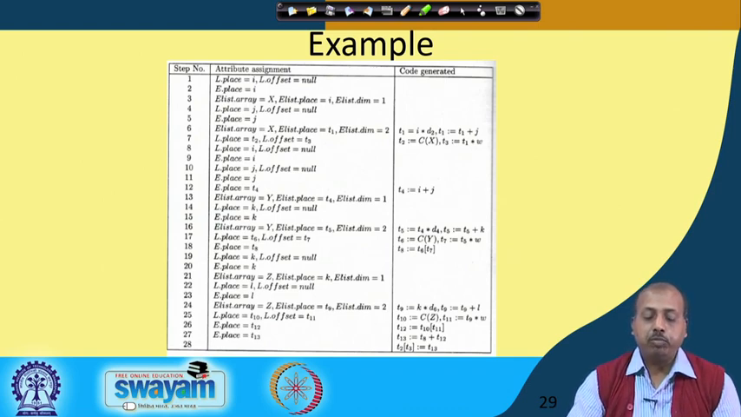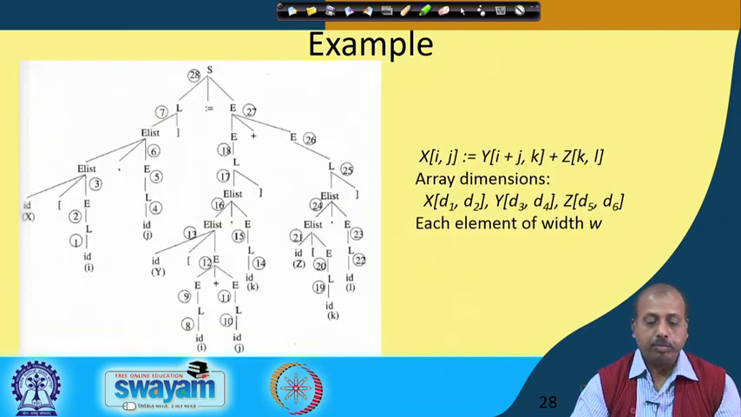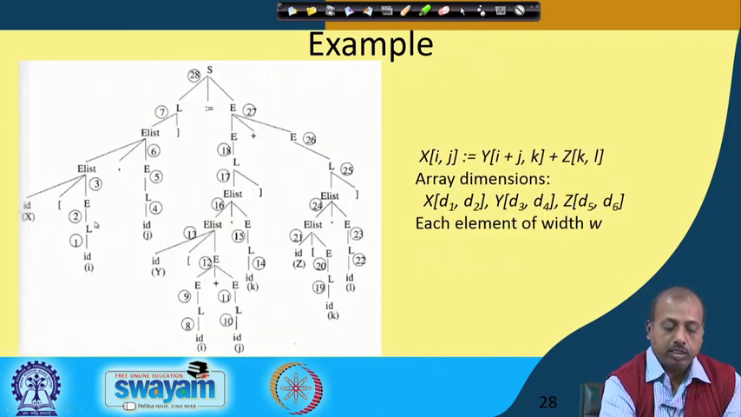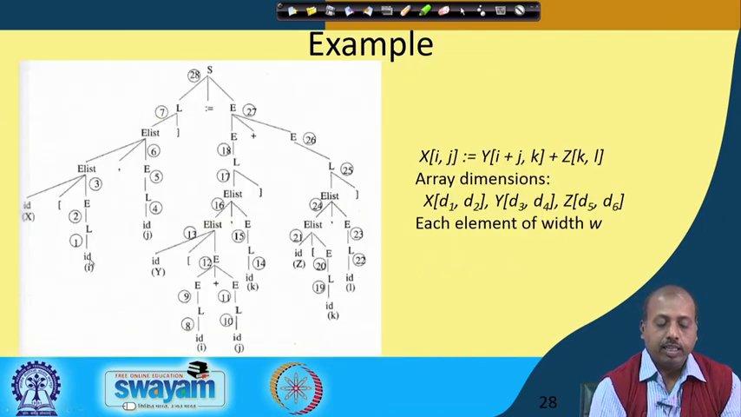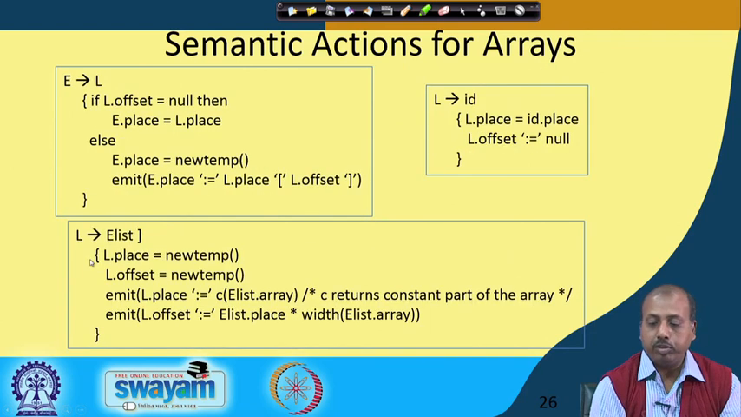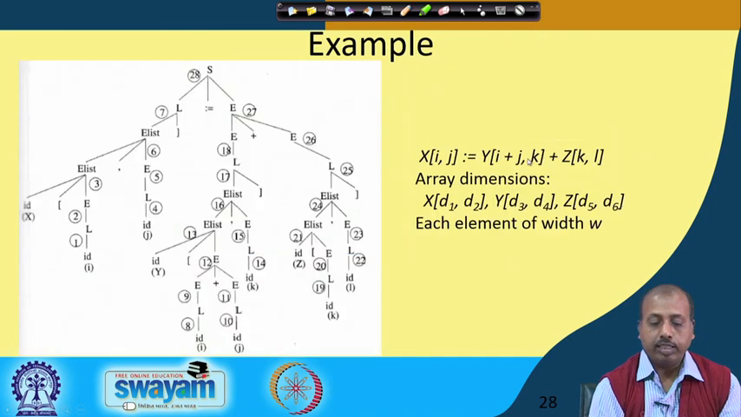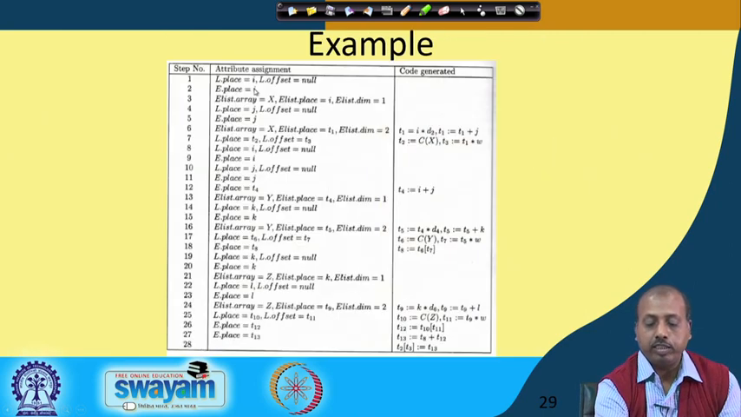So, step number 1 is this one, L producing ID, and the rule for that is L producing ID. So, L dot place is ID dot place, L dot offset is null. So, that is done here. L dot place is ID dot place, that is I, and L dot offset is null. So, no code is generated.